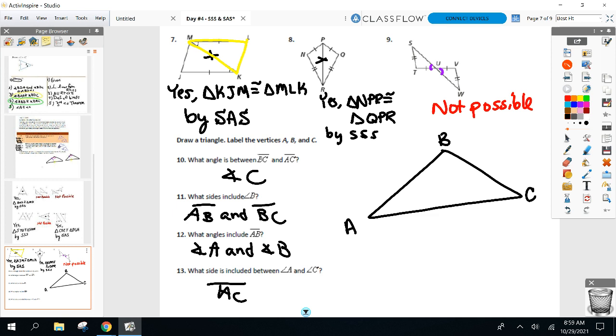Okay, now can we do proofs with side, side, side, and side, angle, side? You're darn right. And I'm going to warn you, they're going to be easy at first because you only have two methods, side, side, side, and side, angle, side. But once we get up to 5, that's when these proofs may become more complicated. So enjoy them while they last.